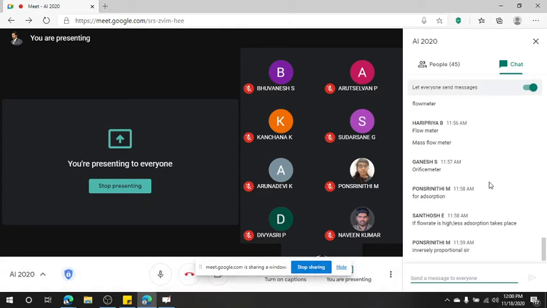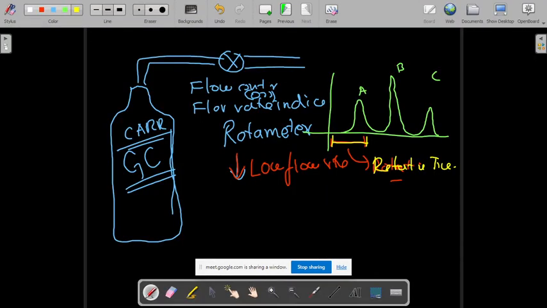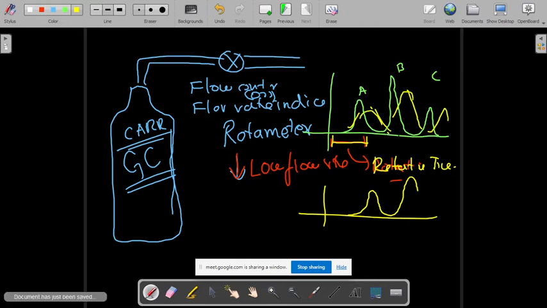You can also put it as inversely proportional. Excellent. So what happens here is, if it is a low flow rate, it will actually retard your adsorption. It will take more time to run. So typically your output will be slow. Okay, it will come somewhat in between here. Okay, this is low flow rate.